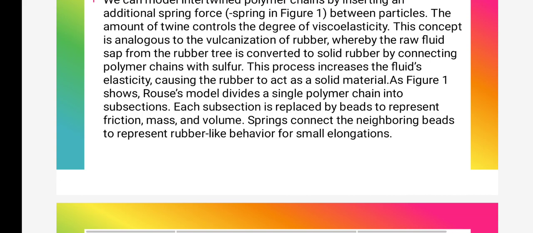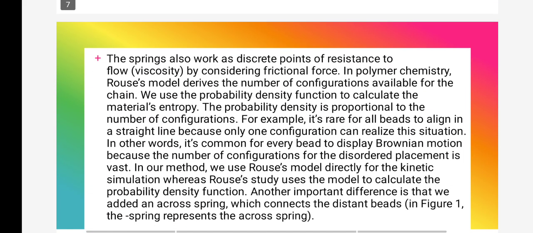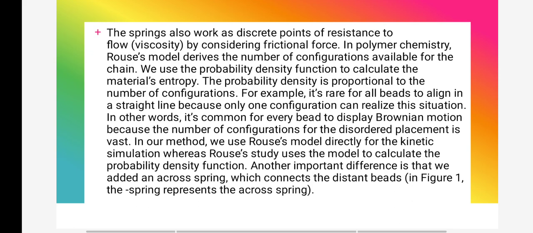As shown in figure 1, the Rouse model divides a single polymer chain into subsections. Each subsection is replaced by a bead to represent friction. Mass and volume springs connect the neighboring beads, representing rubber-like behavior for a small elongation. The spring also works as a discrete point of resistance to flow viscosity by considering a frictional force.